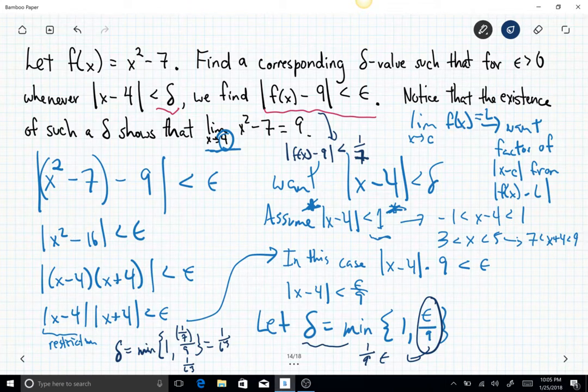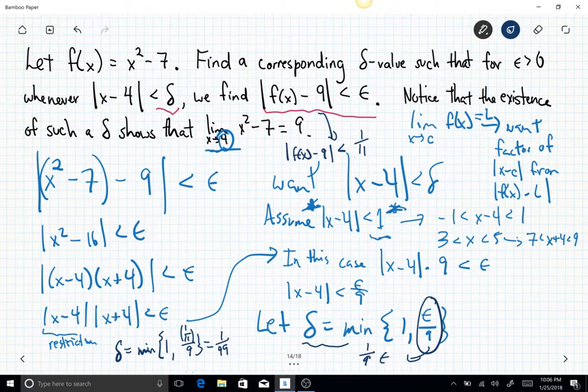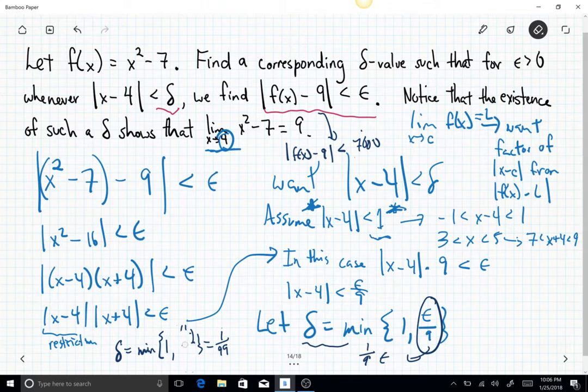If I change epsilon to, let's see what happens here, we'll do 1 over 11. The only thing that changes in our delta equation is we get 1 over 11 over 9, and so that's 1 over 99. And if you had some goofball do something like, I want this to be less than, say, 7,000, and you won't see that though, the homework doesn't ask it like this. What would happen is the minimum of 7,000 over 9, but remember we set 1 as that restriction, so the min is going to be 1.